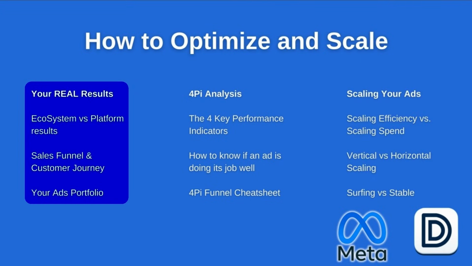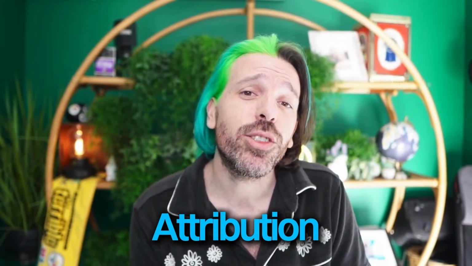The first thing that we need to know is that there's a very real difference between your ecosystem results and your platform results. Your platform results versus your actual costs. And this is where you hear arguments built around something called attribution. And the reason you don't need to worry about attribution is because ultimately it's not something you're in control of. And let me give you an example.